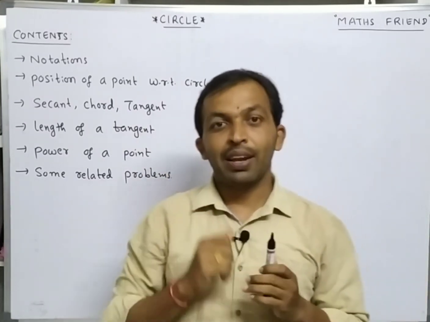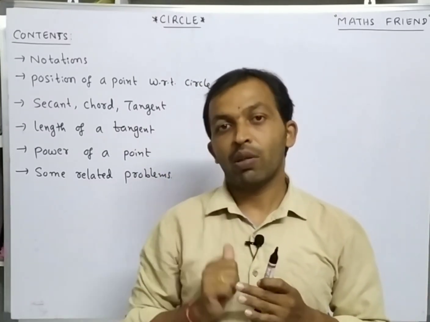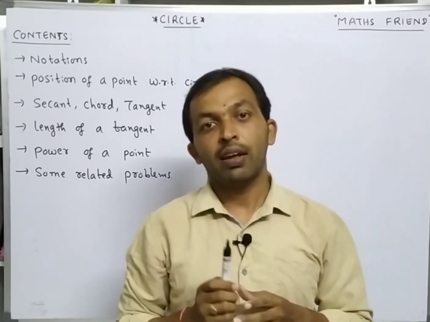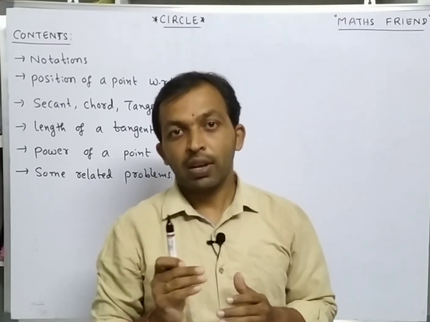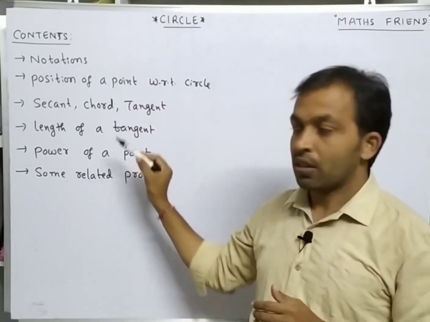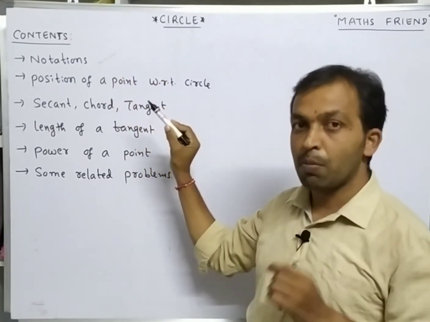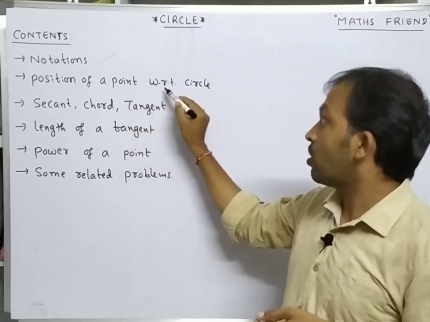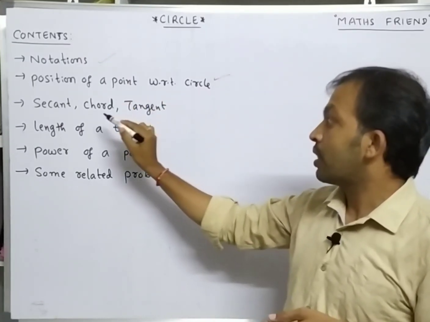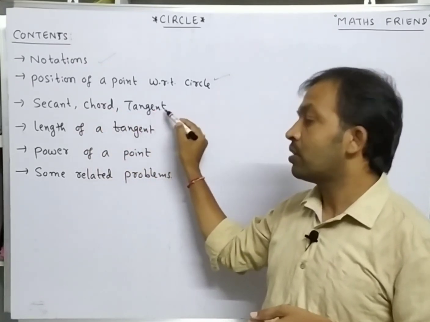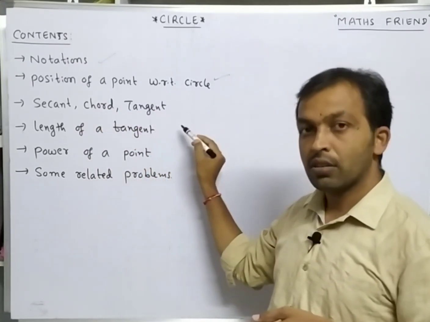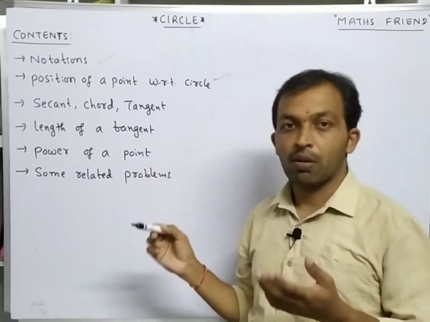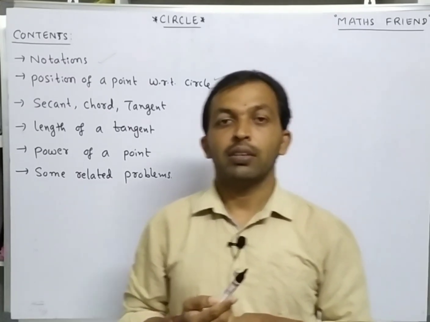Okay, so we are in the circles chapter. Four videos are completed related to definitions and equation of a circle. Now in this video we are going to learn some important notations which we are going to use in the next exercises. Next, position of a point with respect to a circle. Next, secant line, chord, tangent of a circle, length of a tangent to the circle, power of a point, and some related examples and problems.